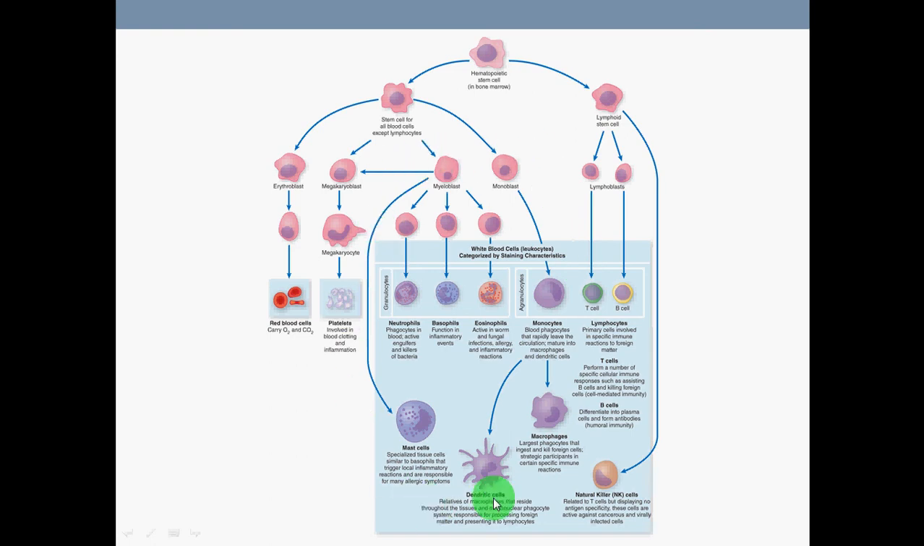These are white blood cells that are involved in innate immunity. When we get to the third line of defense, specific immunity, we're going to be talking about these. Your B cells and T cells.